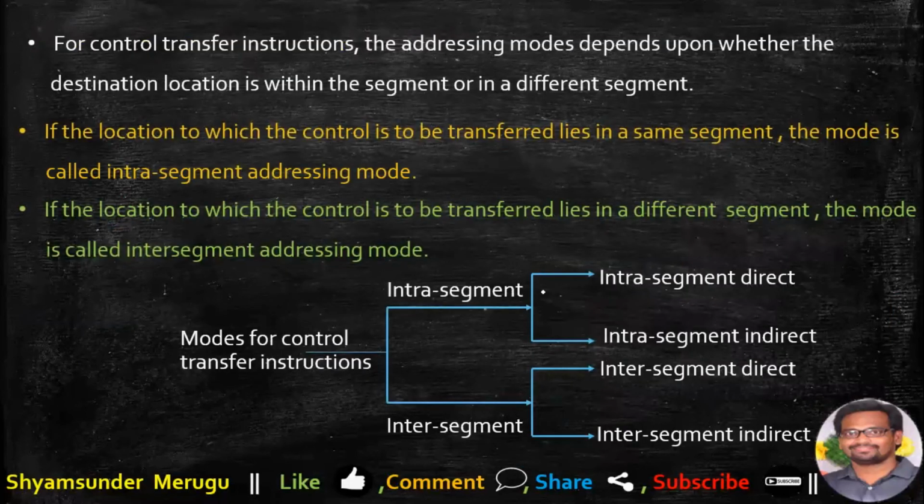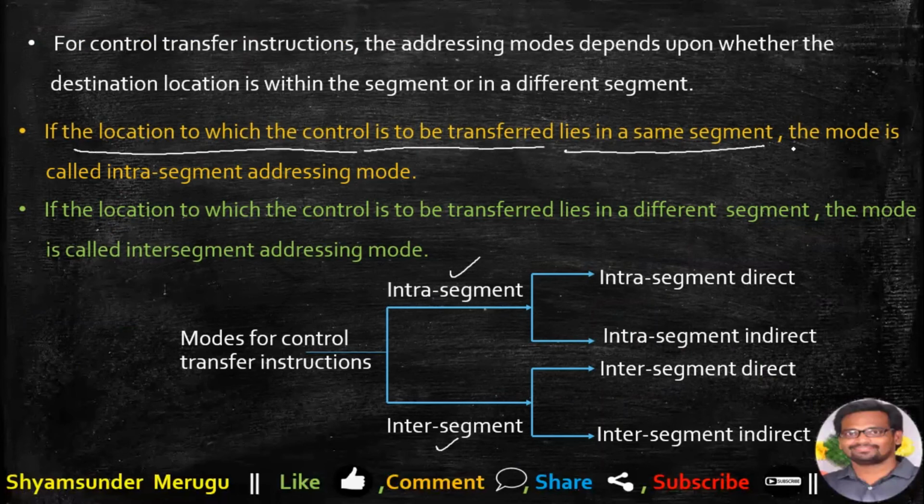So we know the control transfer has to be done while executing a particular program. That can be done in two ways, right? So one is intrasegment, one is intersegment. If the location to which the control is to be transferred lies in the same segment, then the mode is called as intrasegment addressing mode. And if the location to which the control is to be transferred lies in a different segment, then the mode is called as intersegment addressing mode.